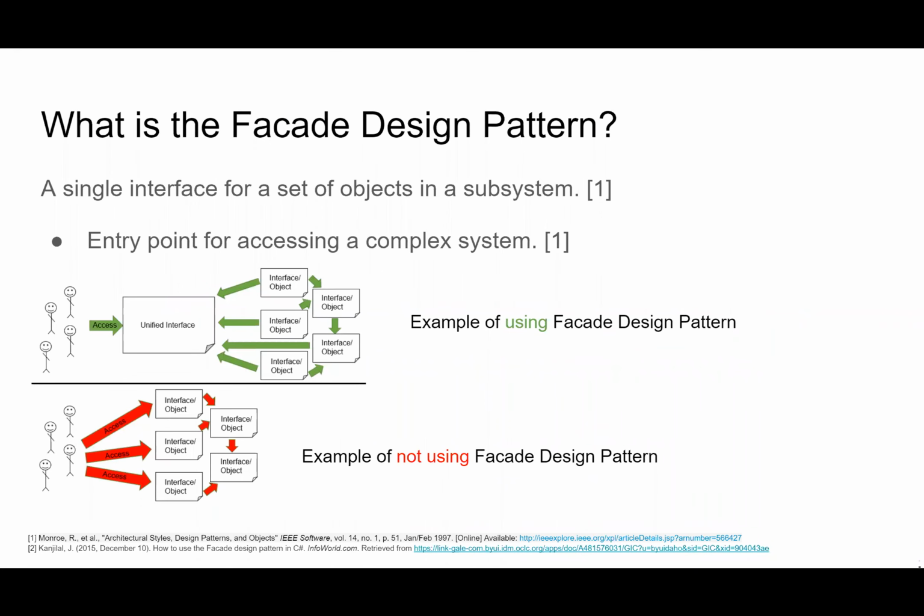The facade design pattern is where you create a single interface for a set of objects in a subsystem, meaning it's the entry point for accessing a complex system where there's a lot of different aspects to it. That's why you'll see on the diagram that I created that you have the clients accessing the unified interface, which then allows them to access all the different objects there. And so that's an example of using the facade design pattern.